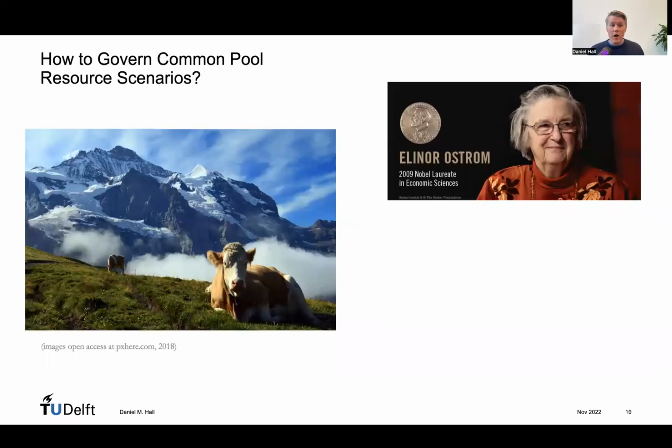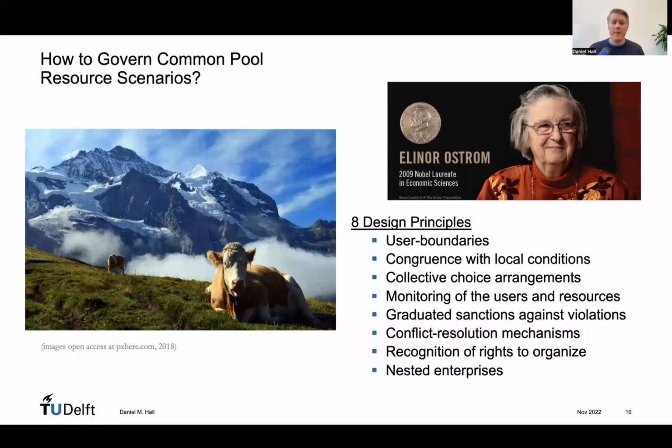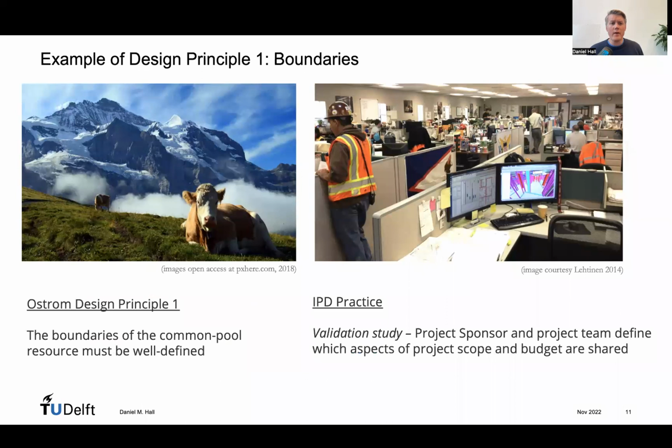Well, fortunately, we know that in common pool resource scenarios, there are design principles for the governance mechanisms in which align local actors for long-term and long-enduring governance of the commons. And here's an example from Elinor Ostrom, who is a Nobel Prize-winning economist, who had outlined several design principles, and we will go through some examples in a moment. Here's one, the idea of designing the boundaries of the common pool resource scenario, which must be well designed according to Ostrom's principles. And in IPD practice, we have an example of the validation study where the project sponsor and the project team are going to sit down early in the project and define the aspects of the project scope and the budget that are shared.